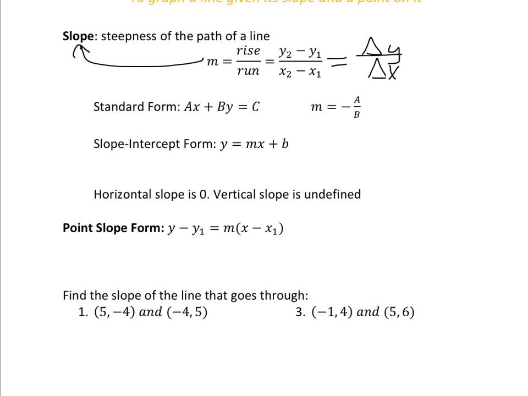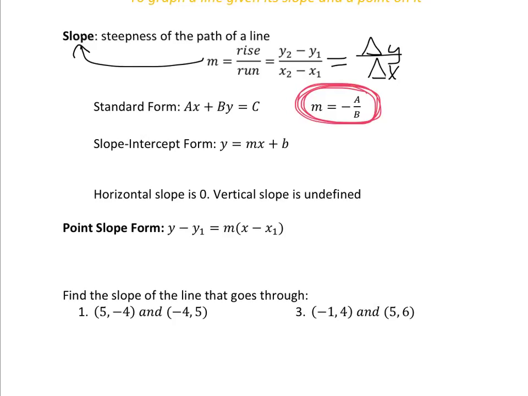We have a couple of different ways that you could see slope. One way is standard form. We already talked about standard form, ax plus by equals c. For this, you could, of course, solve for y, get it by itself, turn it into slope-intercept form, and find the slope that way. Or you could just know that the slope is negative a over b. This is just a quicker way to figure out slope for standard form.